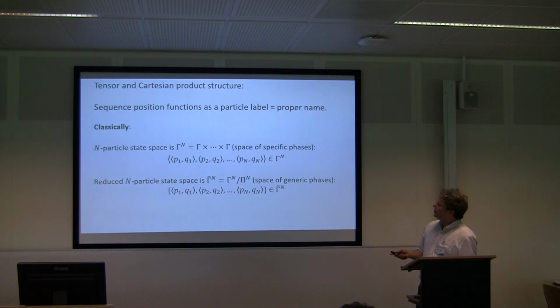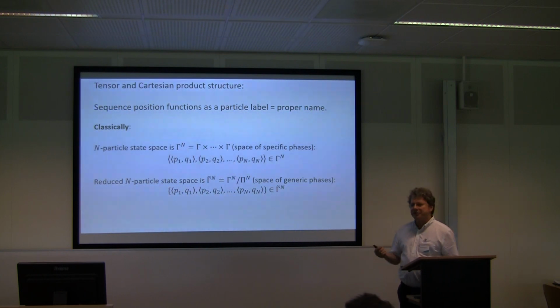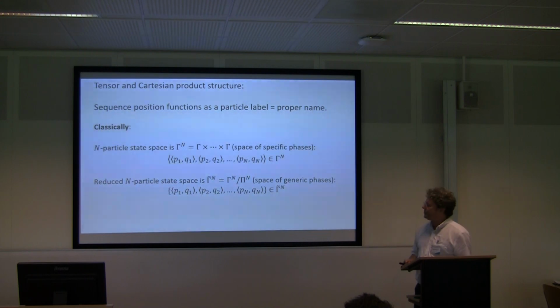So if you've got an n-particle state space, this is what Gibbs calls specific phases. Then you've got n ordered pairs. Each ordered pair is a triple of real numbers, another triple of real numbers, and so forth. The point is you've got a sequence, and you can talk about sequence position. And sequence position is really functional as a particle name.